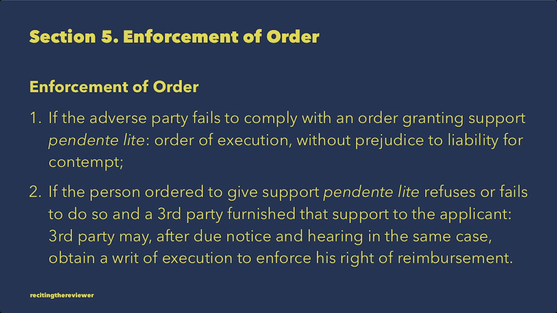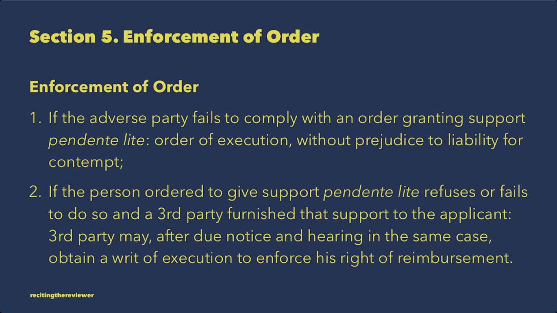Second, if the person ordered to give support pendente lite refuses or fails to do so, and a third party furnished that support to the applicant, the third party may, after due notice and hearing in the same case, obtain a writ of execution to enforce his right of reimbursement. So, for example, there is a third party that furnishes the support to the applicant because the person ordered to give support pendente lite refuses or fails to do so. So, he now has the right to obtain a writ of execution to enforce his right of reimbursement.